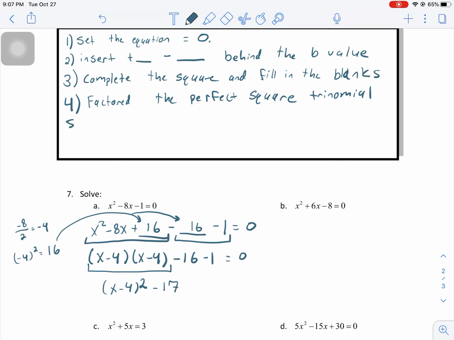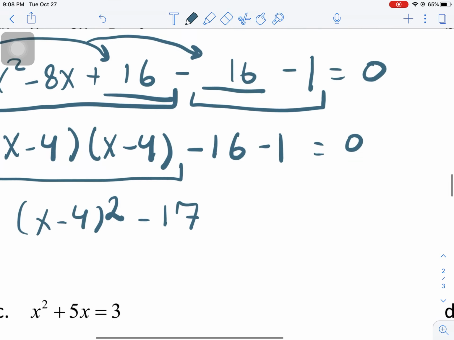Okay. Step 5 is simplify anything that needs to be simplified. In this case, we simplified the x minus 4 and we simplified the negative 16 into negative 17. So that's the things that we simplified in step 5. And then step 6 is going to be solve for x.